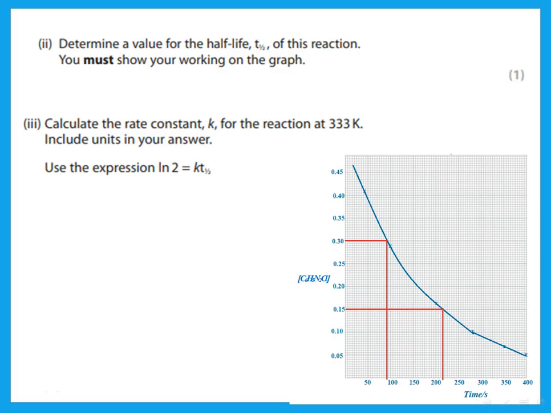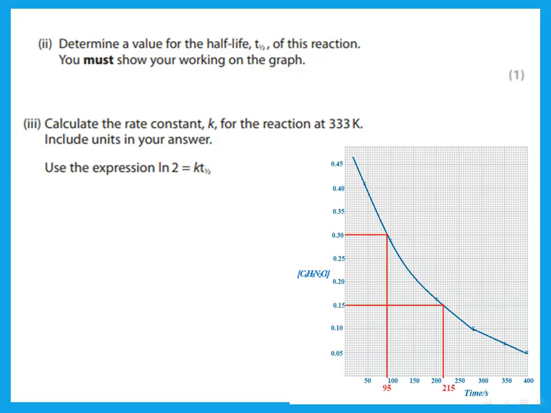Determine the half-life. How do we determine the half-life? We take a look at one concentration and divide it by 2. So in this case, if I take from 0.3 to 0.15, how long did it take? It took from 95 seconds to 215 seconds. So my half-life is the difference between them, that is 120 seconds. Calculate the rate constant.